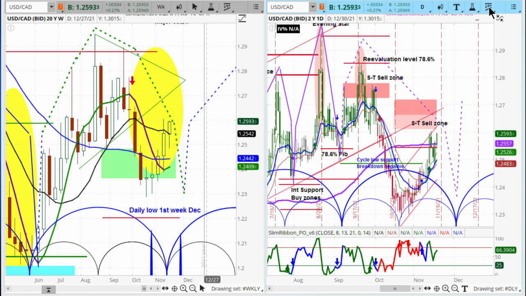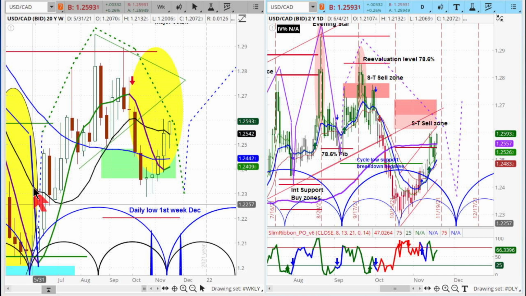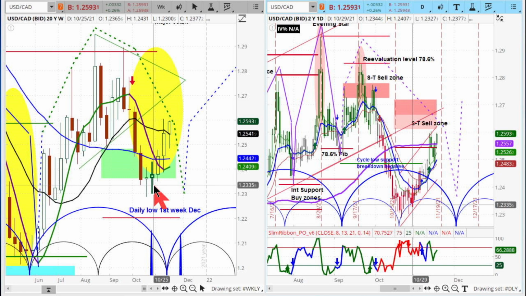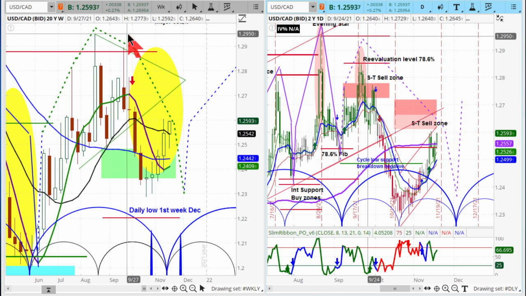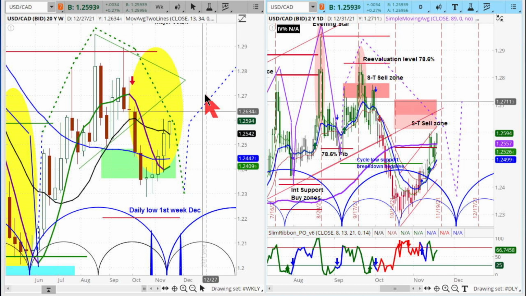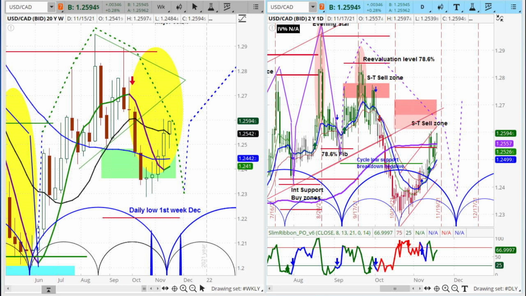If you look at this pattern here, this cycle right there is a positively configured cycle. What it says is that this peak is likely to get challenged way up over here at 129, 130, and somewhere out over here in coming months. You've got to keep that in focus, because that will give you an opportunity to buy the dips.